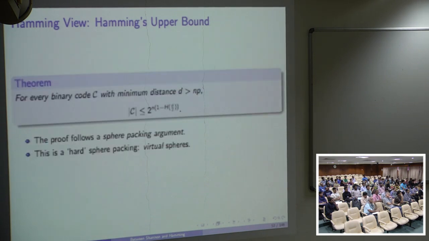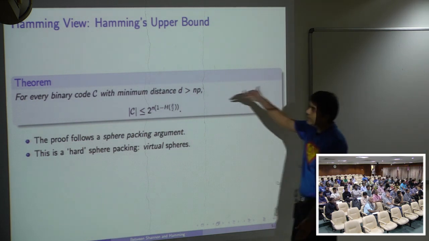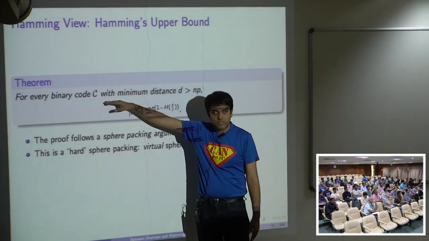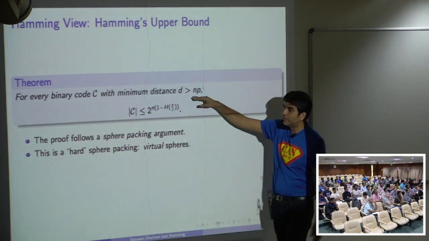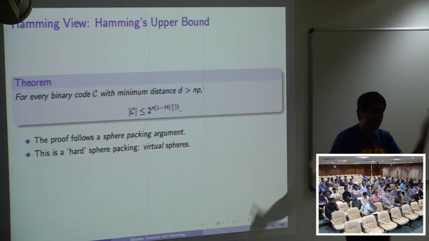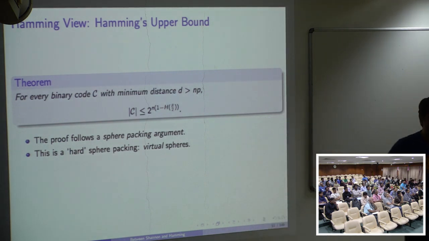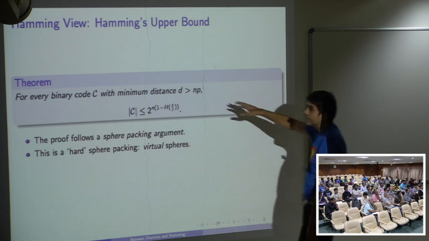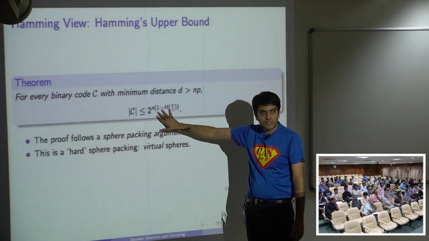How do we prove this? We prove it by saying, given any binary code with a minimum distance requirement of at least np, that is to say, every pair of code words should differ in at least np locations, the 1s should be 0s, the 0s should be 1s, the Hamming distance should be at least np, then the size of this code cannot be larger than something like this.